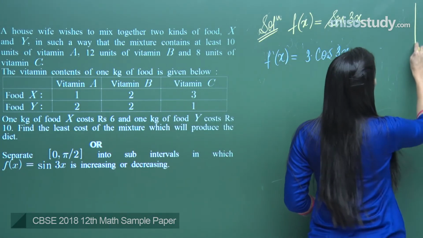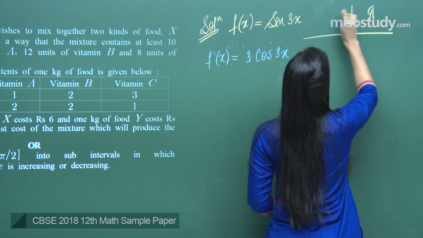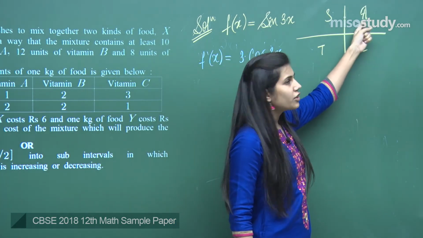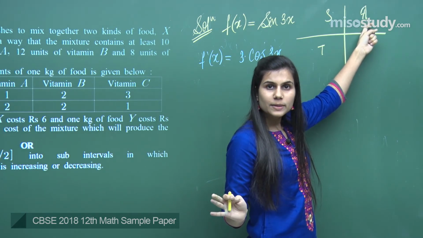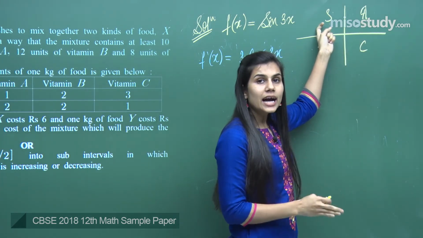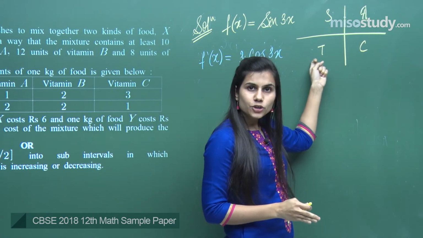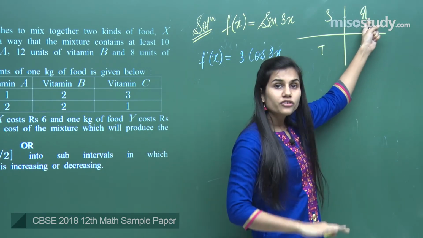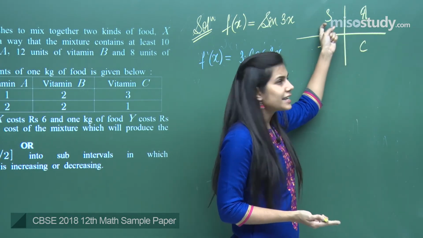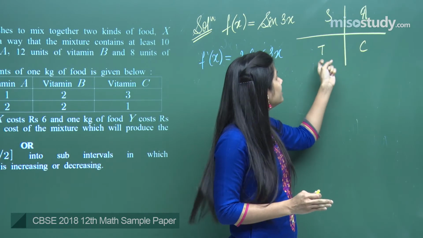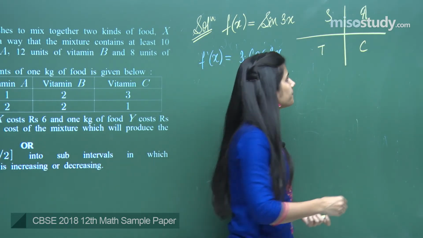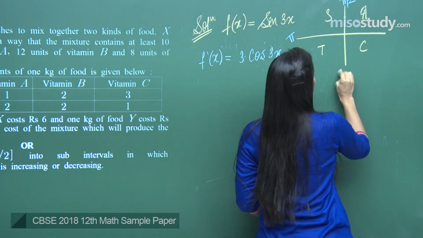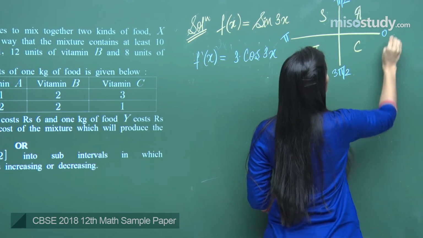If you remember, we had done this sign convention ASTC. In the first quadrant, all trigonometric functions are positive. In the second one, only sine and cosec are positive. Third one, tan and cot are positive. Fourth one, sec and cos are positive. That means in the first quadrant, cosine is positive. In the second quadrant, cosine is negative. In the third quadrant, cosine is negative. So, this is your pi by 2. This is your pi. This is your 3 pi by 2 and this is your 0.